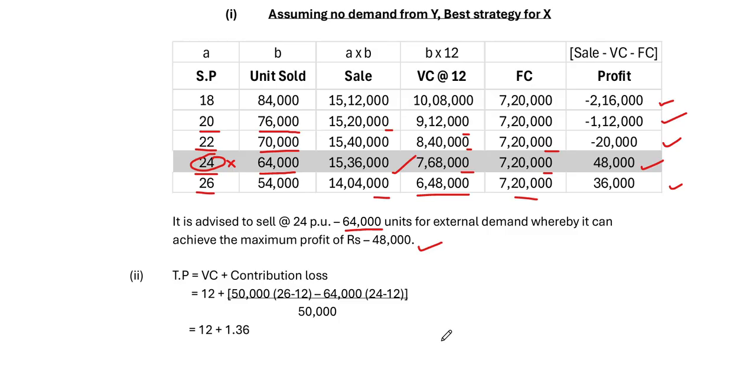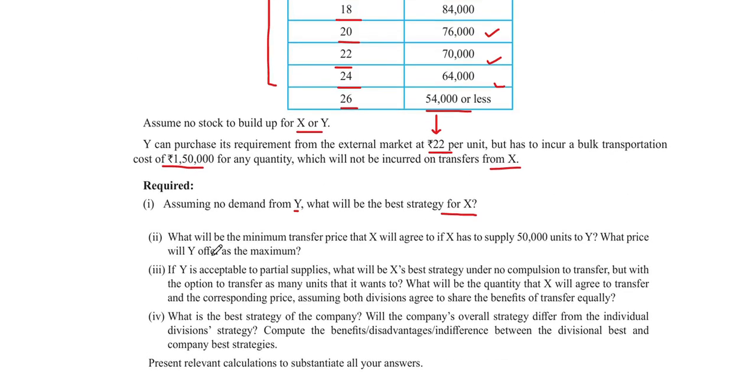Now coming to the next part. In the next part they are asking what will be the minimum transfer price that X will agree to if X has to transfer 50,000 units to Y. So in the second scenario, if X transfers 50,000 units to Y, what price will Y offer as the maximum? What will Y pay to X?